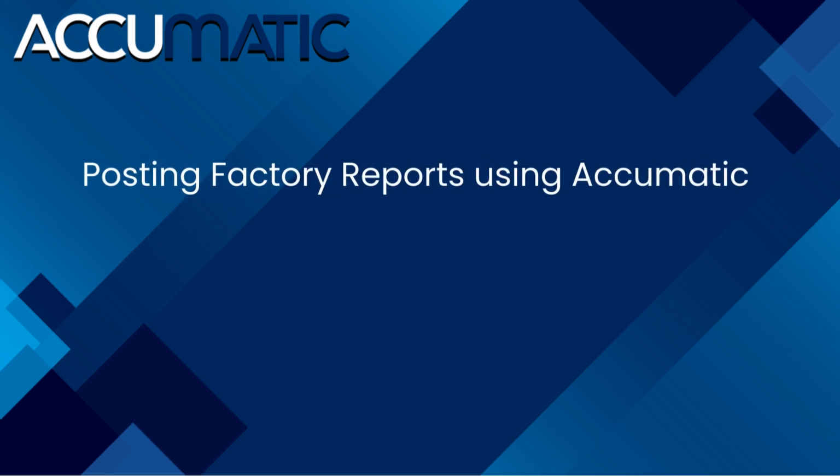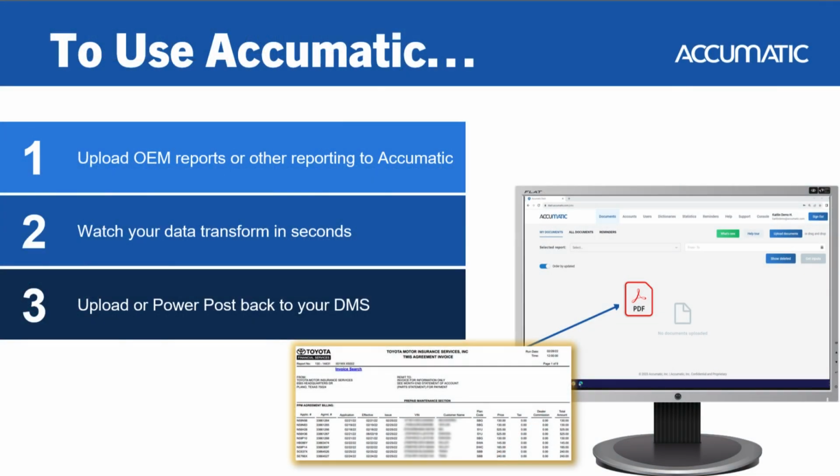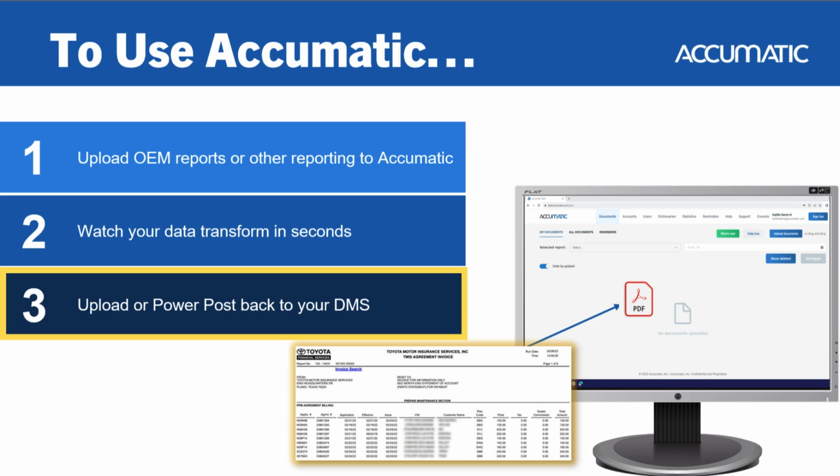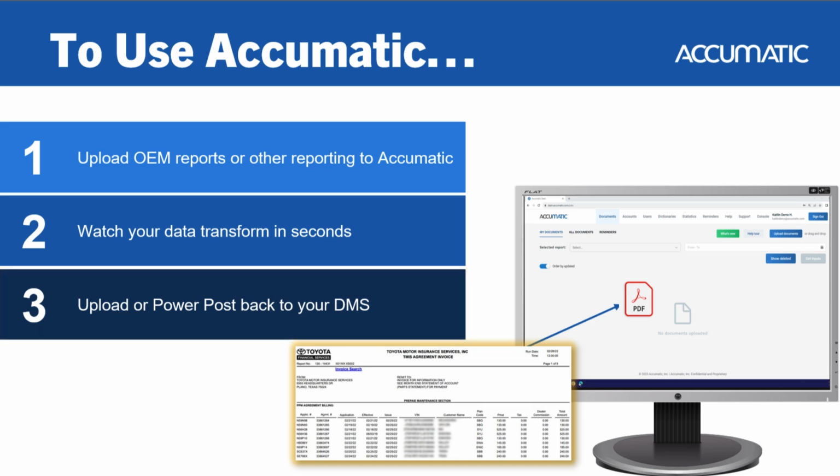In this video, we will be walking you through how you can post your Subaru monthly statement using Accumatic. For those who haven't been here, first, let's do a quick refresher on the 3 basic steps to using our platform. The first step to using Accumatic is downloading your OEM reports from the factory website and uploading them into Accumatic. Within seconds, Accumatic transforms the data into a ready-to-post result. The last step is downloading the data and either uploading it or power posting it back into your DMS.